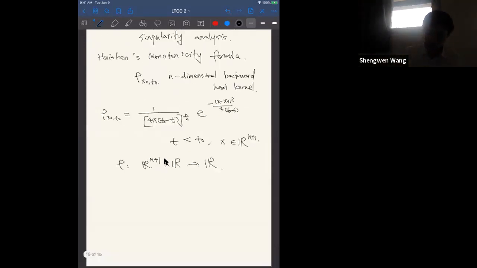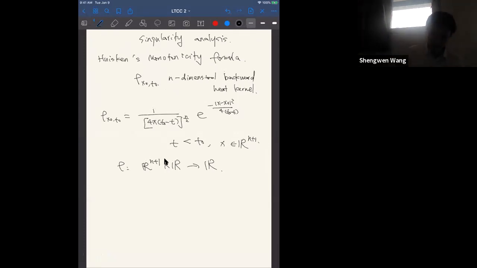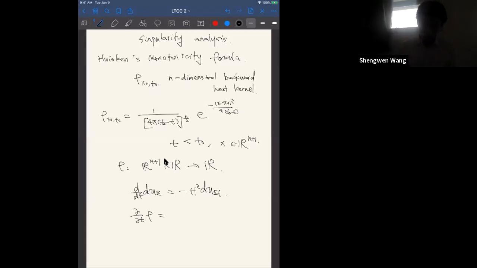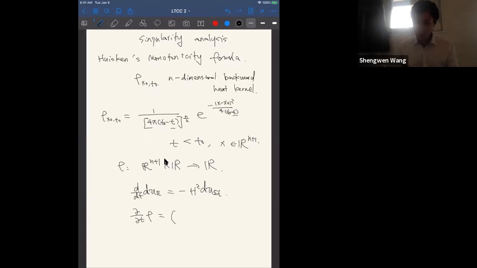Right. So let's do some basic computations of this first using the induced metric. We have done quite a lot in the first half of this lecture. Recall the evolution of the area form that we mentioned earlier: this is equal to negative H squared times the area form. And you can compute the partial derivative of this heat kernel with respect to t. So you don't need to care about the inner product with H; you just compute the derivative with respect to t. There will be two terms.